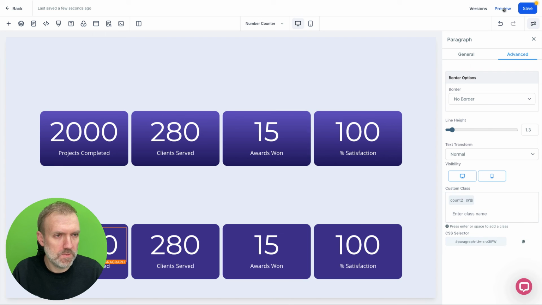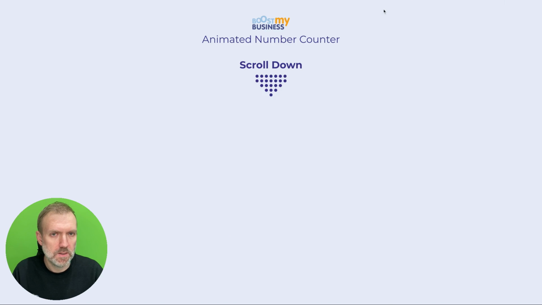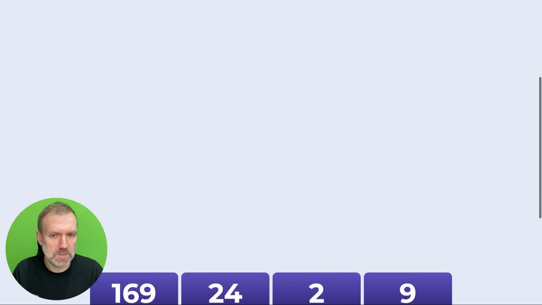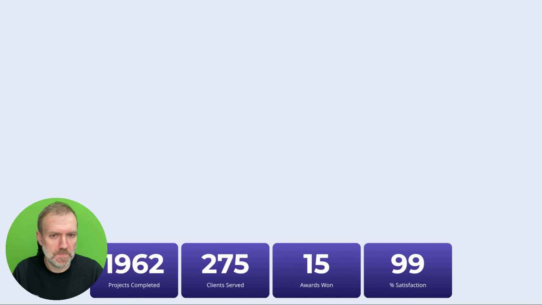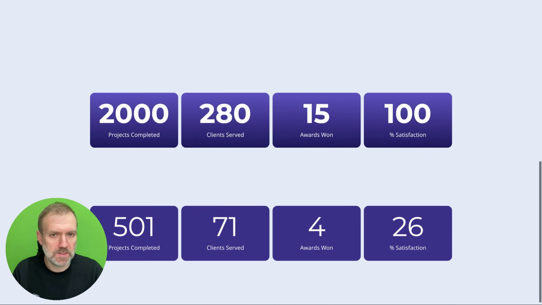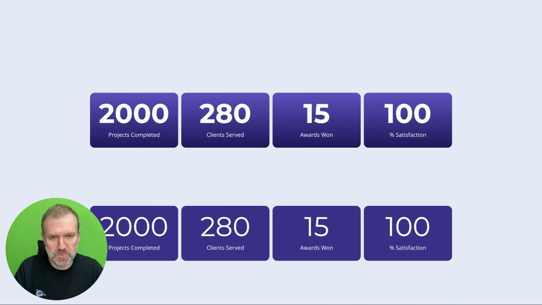Now, if we preview this page, if I scroll down the first time, that one fires. Scroll down a second time, that one fires as well. So you can have multiple instances, as many as you want, really, as long as you duplicate the code and change all the custom classes.